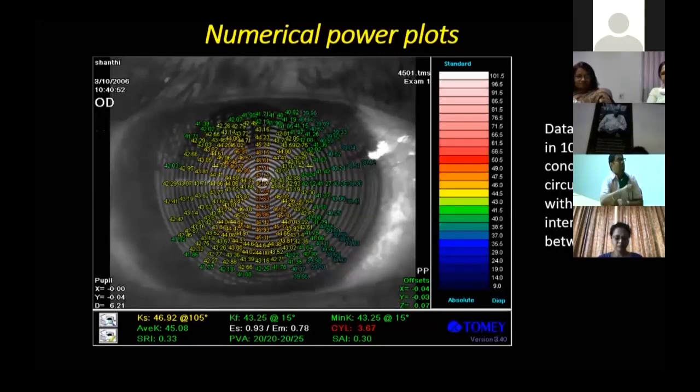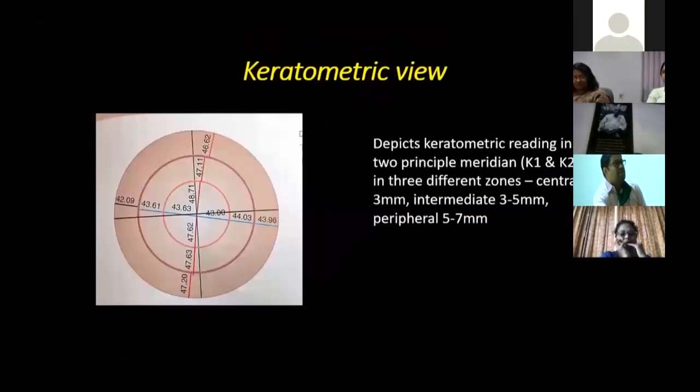So this data, the numeric power, is derived from the 10 concentric circular zones with 1 millimeter of interval in between in a radial fashion. Whatever you see, it will be mapped in this way. So next is the keratometric view. The keratometric view usually depicts the keratometric readings along the two principal meridians, that is K1 and K2, at different zones of 3 millimeter or 5 millimeter or the peripheral 7 millimeter zones.